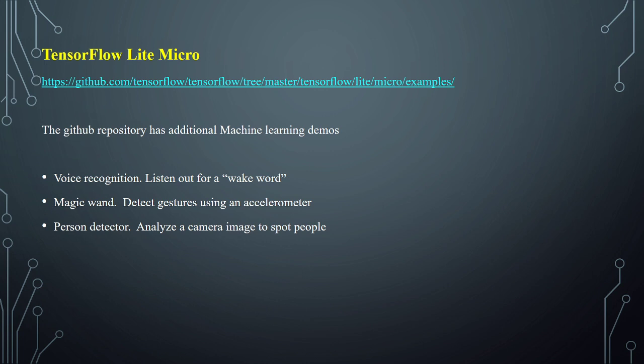If we go back to the TensorFlow Lite micro GitHub repository, we see that it has other demos. The one we saw is voice recognition, listening out for a wake word. The next one is a magic wand one, which detects gestures using an accelerometer. The third one is a person detector, analyzing a camera image to spot people.